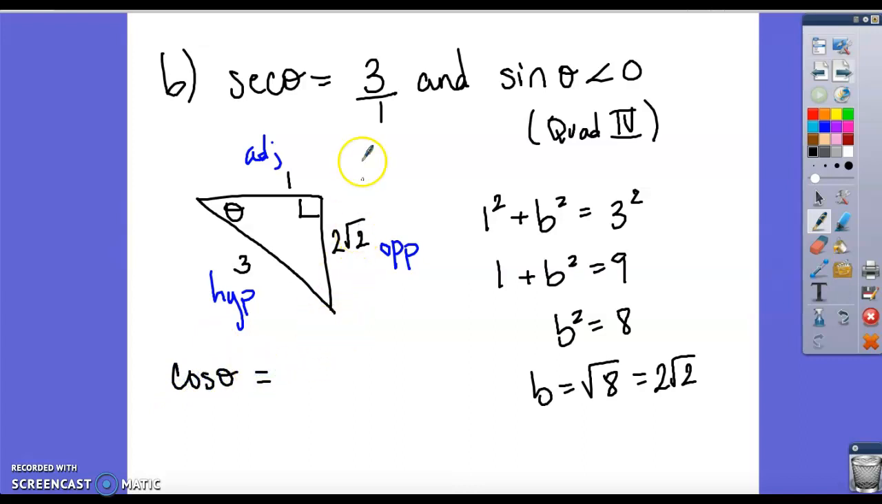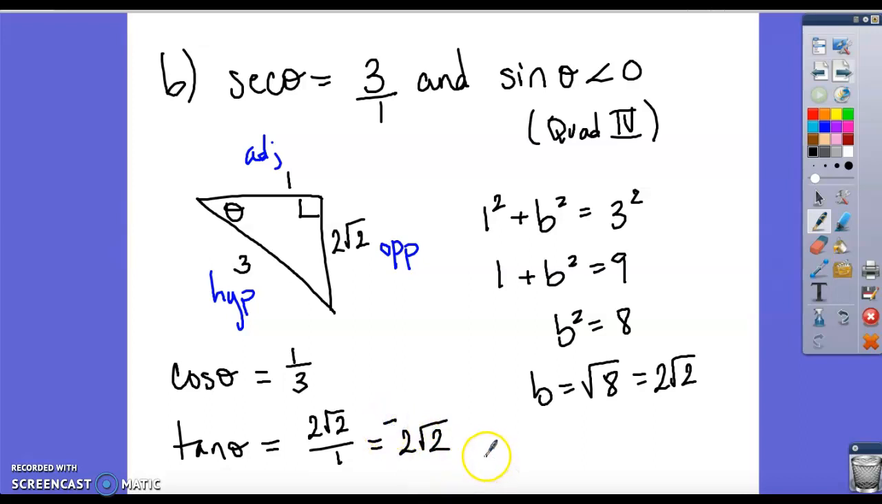Cosine is the opposite of secant, so I could just flip that over and say that it's 1/3, or I could do adjacent over hypotenuse. We're in the fourth quadrant, so cosine is positive. But then I need to find the tangent. Tangent is opposite over adjacent, so that would just be 2 square root of 2. But we are in the fourth quadrant, and in the fourth quadrant, tangent is negative. So it would be negative 2 square root of 2. So then you are done.